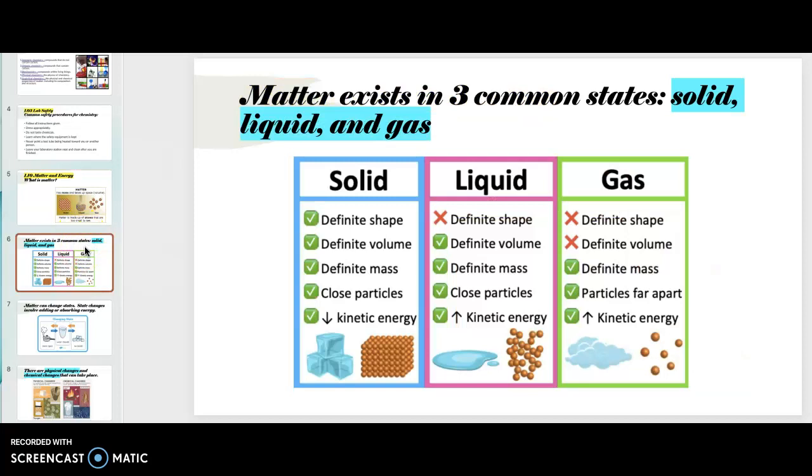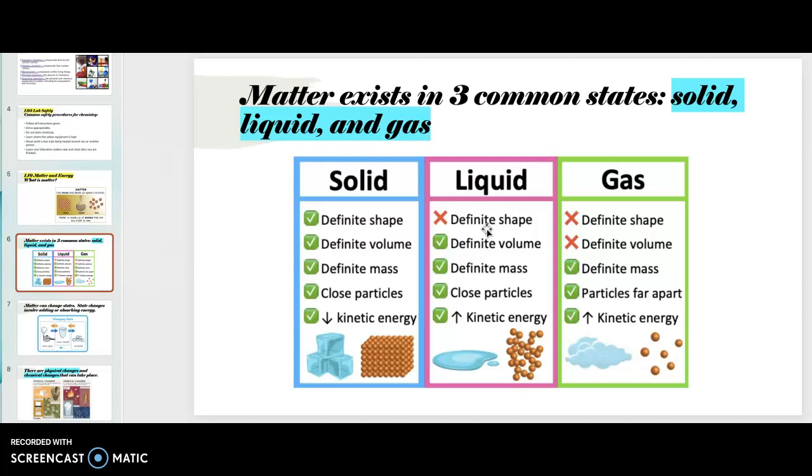There are 3 common states of matter, and most of you guys know about this already. This is more of a review also. We have solids, liquids, and gases. And the main differences between those 3 are that solids have a defined shape, volume, mass. The particles are typically close together, so some examples of solids, we could use an example of an ice cube.